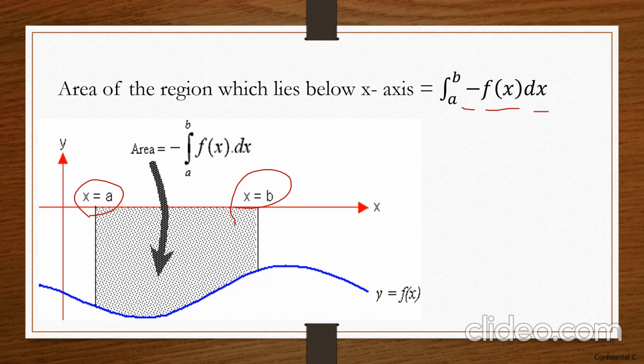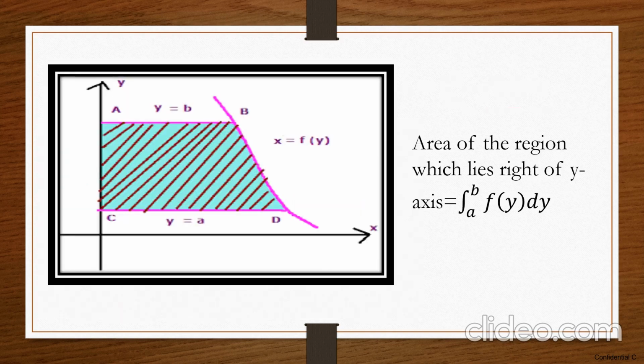So this is the formula we have to use when the area of the region lies below the x-axis. Your third formula, when the area of the region, the shaded region, has the base on the y-axis and lies to the right of the y-axis, is integral of a to b f of y dy. Here f of y denotes the function in terms of y.